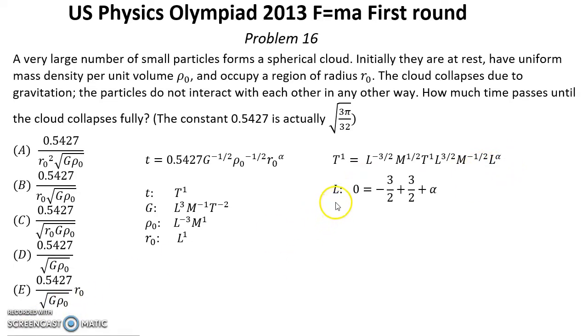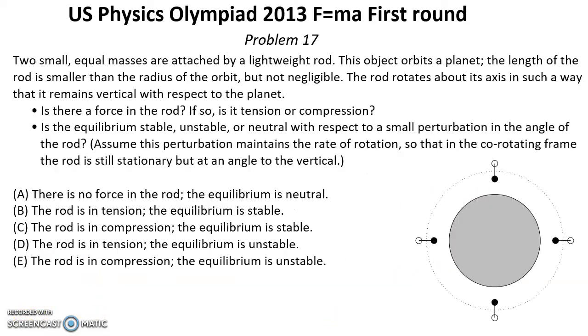For the distance dimension we have this equation. It means that alpha equals 0, and the correct answer is D.